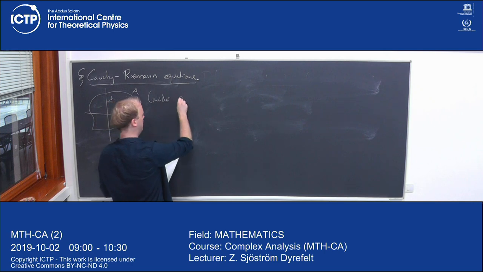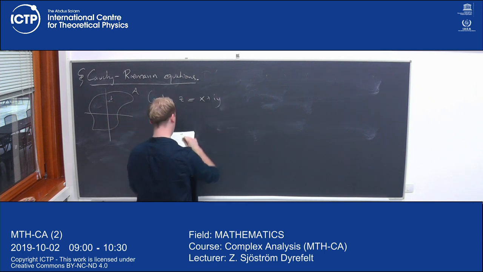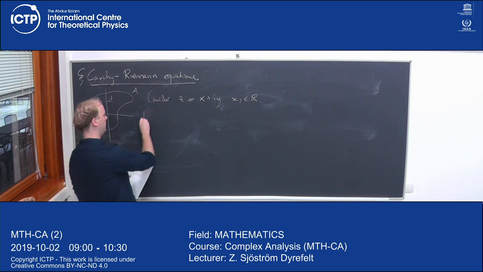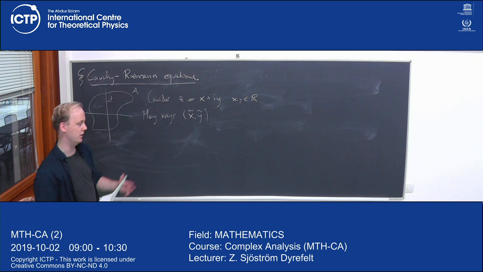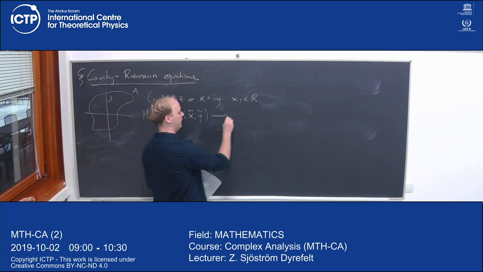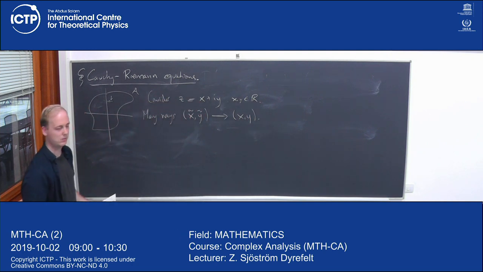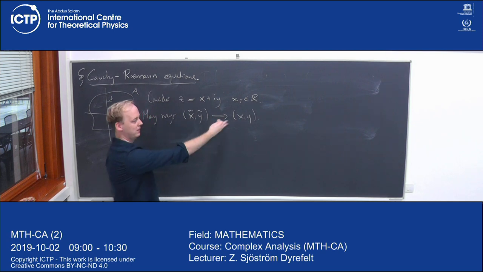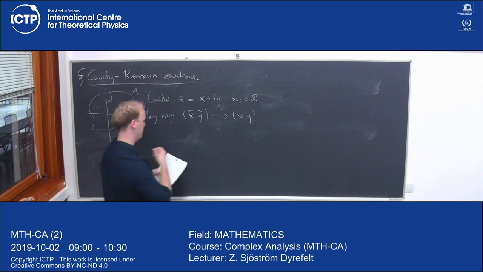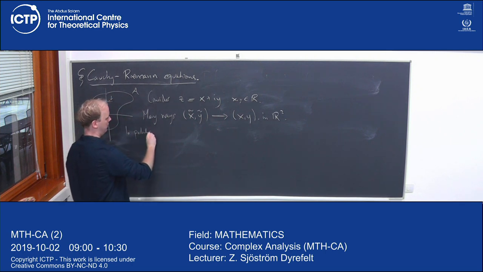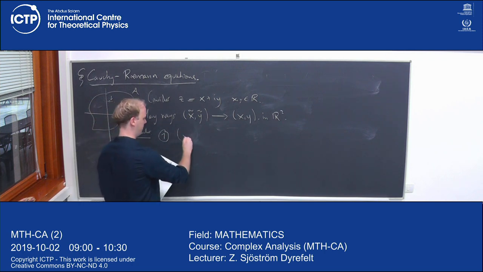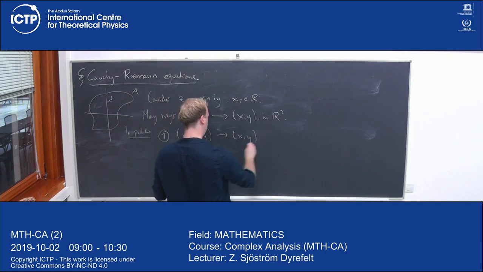So consider my notation here, x plus iy, where x, y are real numbers, as usual. And there are many ways in which some other coordinates here, if we are in R2 now, x tilde, y tilde, can approach the point x, y. Or if you want, there are many ways that x tilde plus i y tilde can approach x plus iy. So in particular, in R2, thinking of this in C, we will consider these two ways. We will consider x plus h, where h is a real number, going to x, y as h goes to 0.